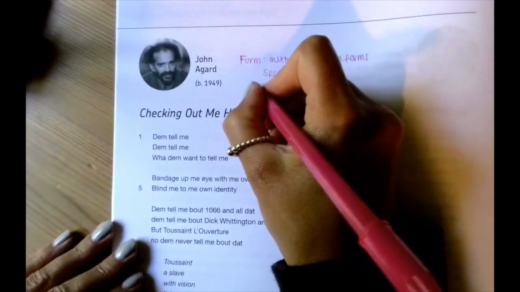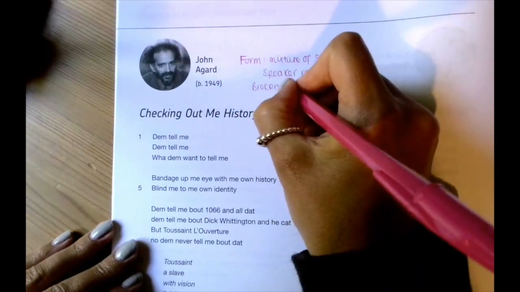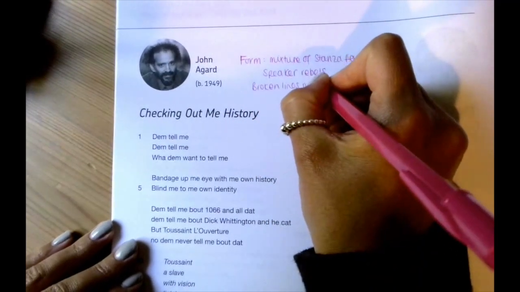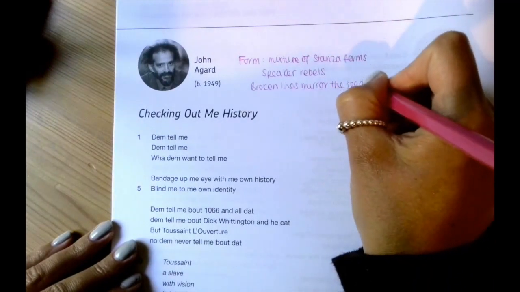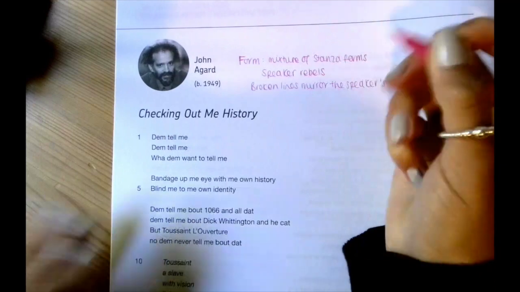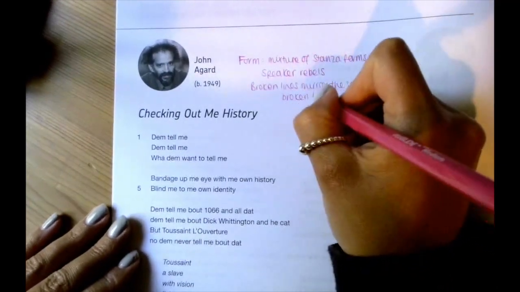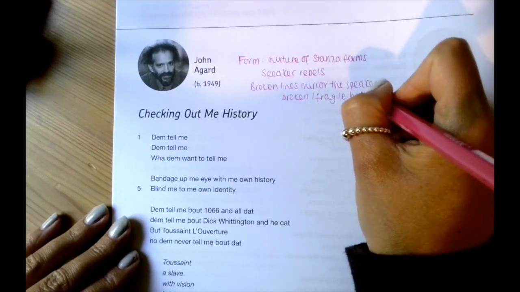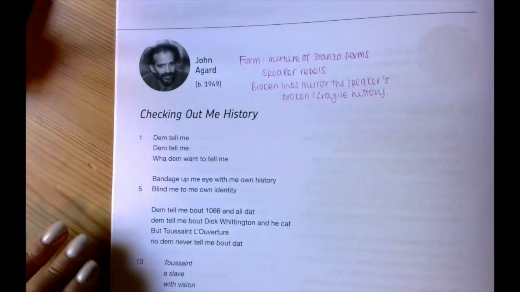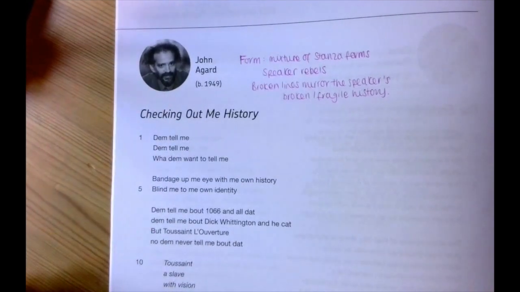So I'm just going to jot this in, though you'll have a lot more to write. So broken lines mirror the speaker's broken history or fragile history. And so that gives you an insight into the impact that this use of form actually has on the poem. Okay, so let's go straight into it.